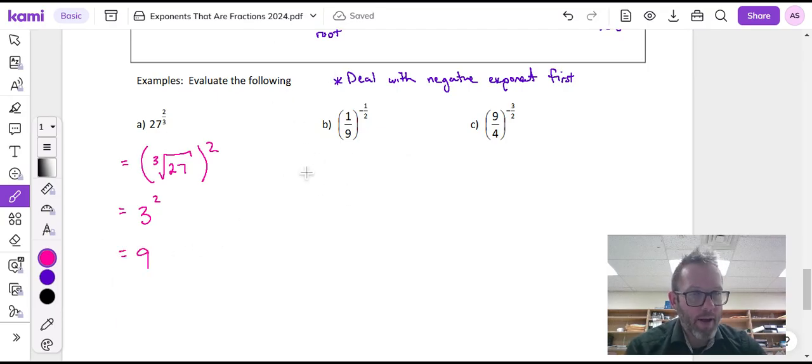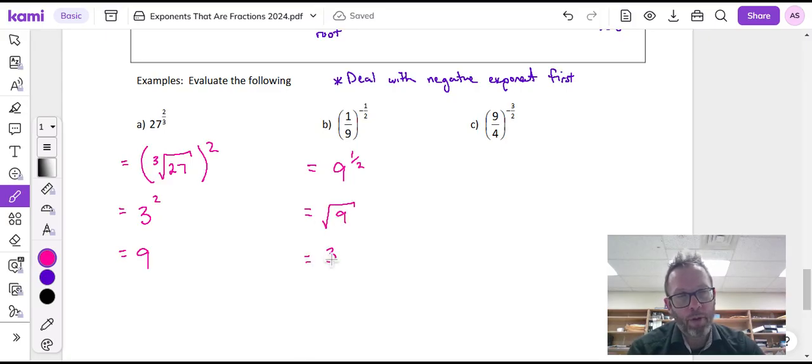And our rule for negative exponents was just to flip the base and then change the sign of the exponent. So if we do that with part B, the flip of 1 over 9 is just 9, right? Like 9 over 1. And then we change the exponent to a positive 1 over 2. And just applying that rule for negative exponents made this a lot more manageable. This is just equal to the root of 9, and I know the root of 9 is equal to 3.